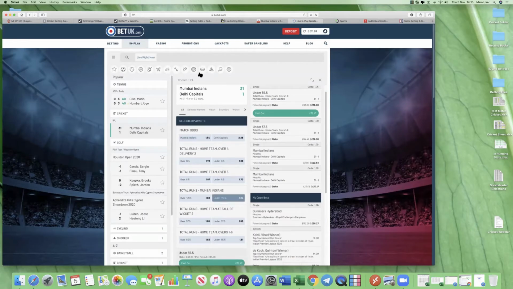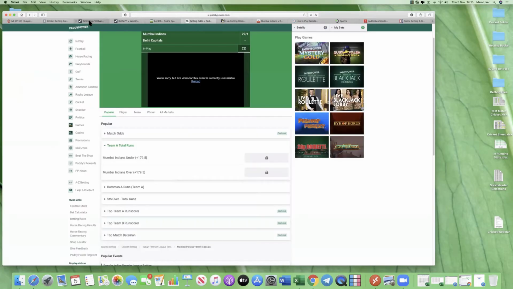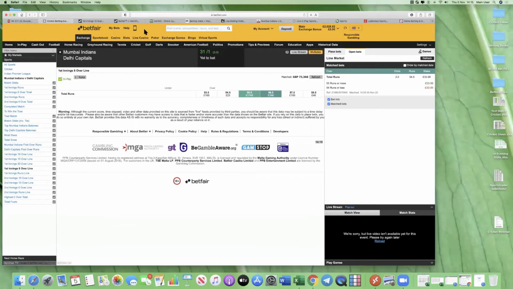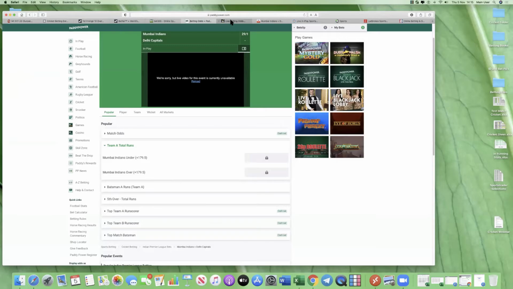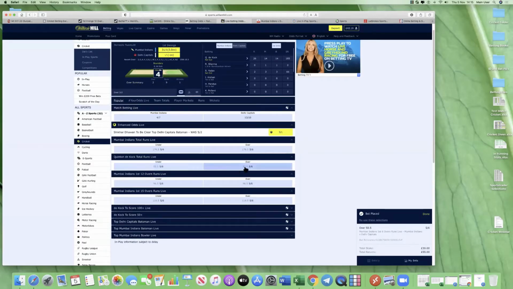So the spreads are at 55, 54. I think Betfair's around about Betfair's 55, 56. William Hill, they've dropped. What Hill done to start with.